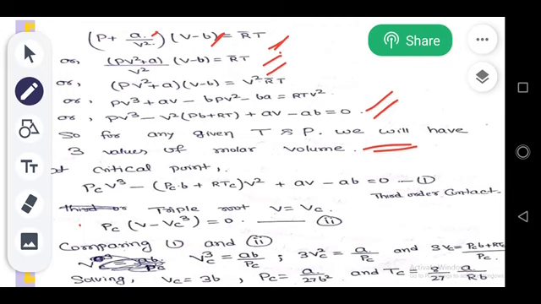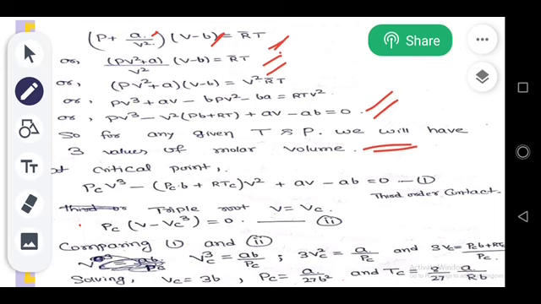Now at the critical point, if you draw a horizontal line, it is going to intersect the vapor dome only at one point. So you are not going to get three different values of molar volume, right? You are going to have only one value of molar volume, which will satisfy this equation at the critical point.